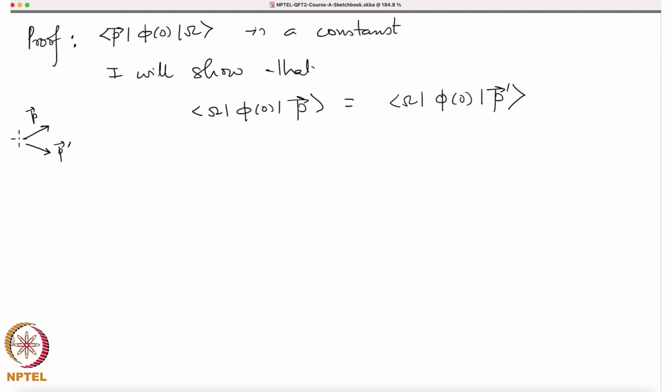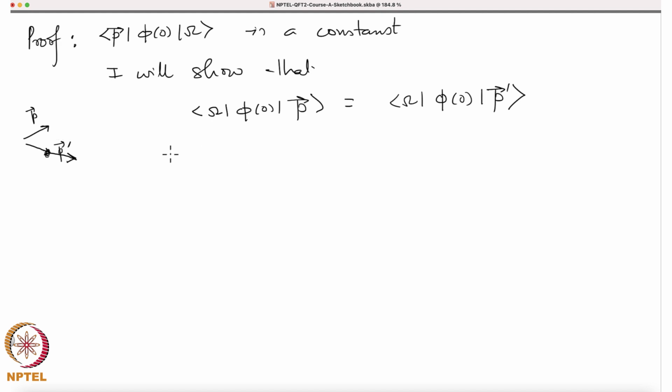Another possibility is that this p prime has a larger magnitude. So in addition to a rotation, you will also require a boost. Once you have done a rotation, then you do a boost, and by doing so, you will be able to increase the velocity or equivalently the magnitude of the momentum. So you can reach from p to p prime by a Lorentz transformation, and that's what I am going to use.